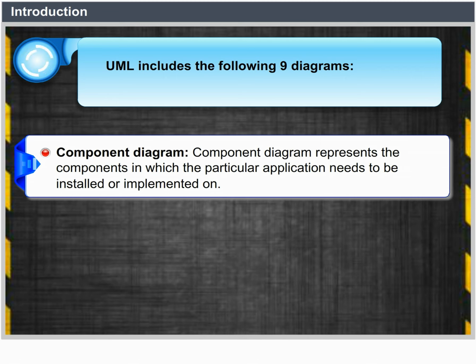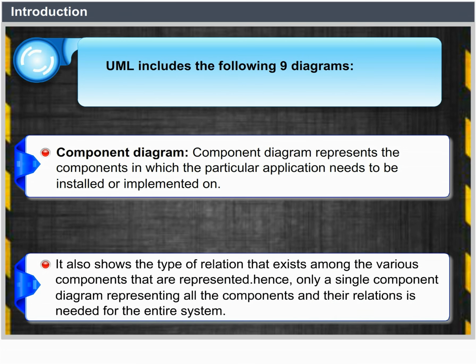Component diagram. Component diagram represents the components in which the particular application needs to be installed or implemented on. It also shows the type of relation that exists among the various components that are represented. Hence, only a single component diagram representing all the components and their relations is needed for the entire system.